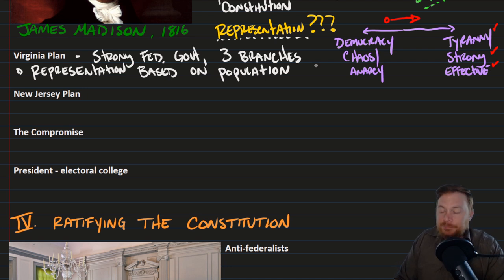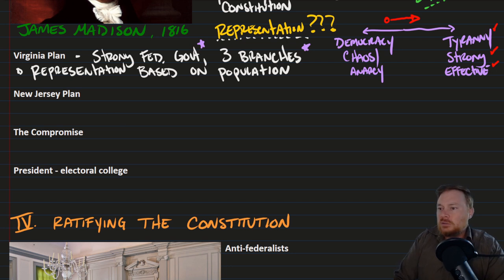That was the idea. Now, some parts of the Virginia Plan were agreed upon. So, for the most part, a stronger federal government would be created. The Constitution would create 3 branches. But this point about representation based off population, that wasn't supported by some of the states, namely the small states. And so the small states with lower populations said, look, we don't want representation based off population. We want it the old way.